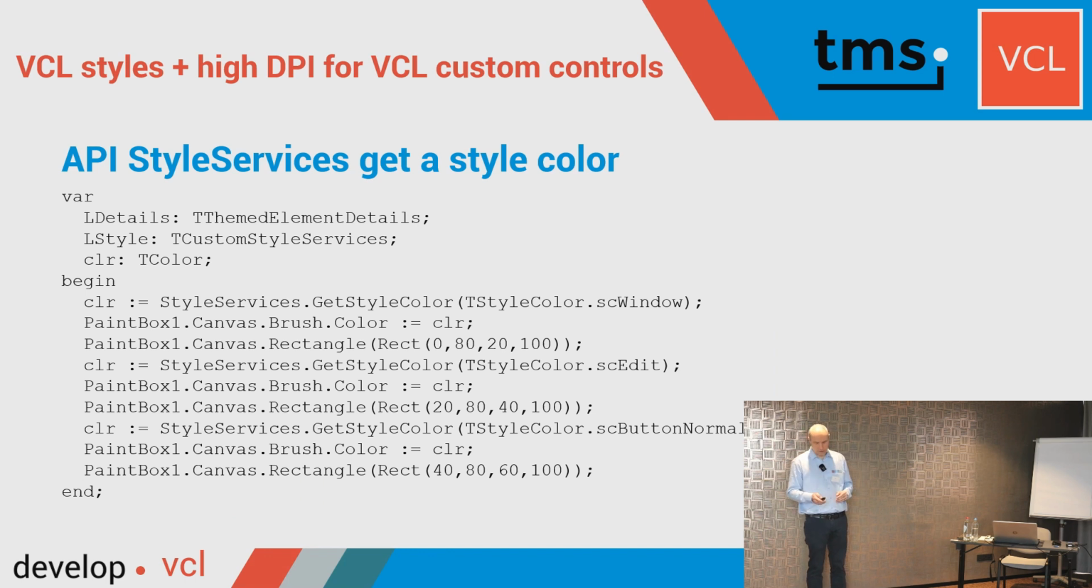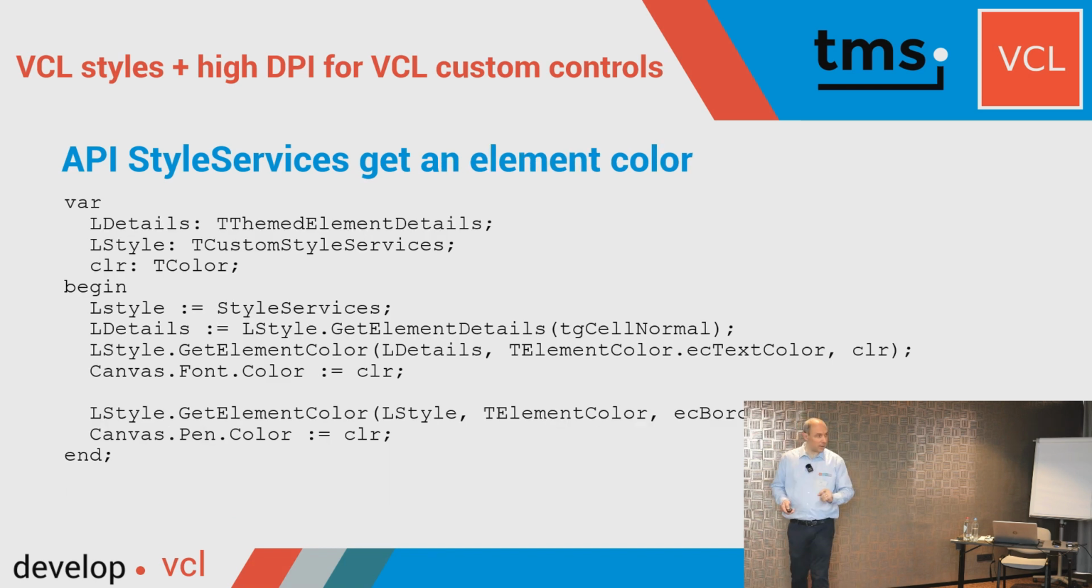And here you can see a piece of code that extracts it for different elements and draws a rectangle in a specific color. The same is happening with get element color, where you get, for example, the text color in a normal grid cell, or the border color of a normal grid cell. So all these colors you can also query via the style services interface in the VCL.Themes unit.